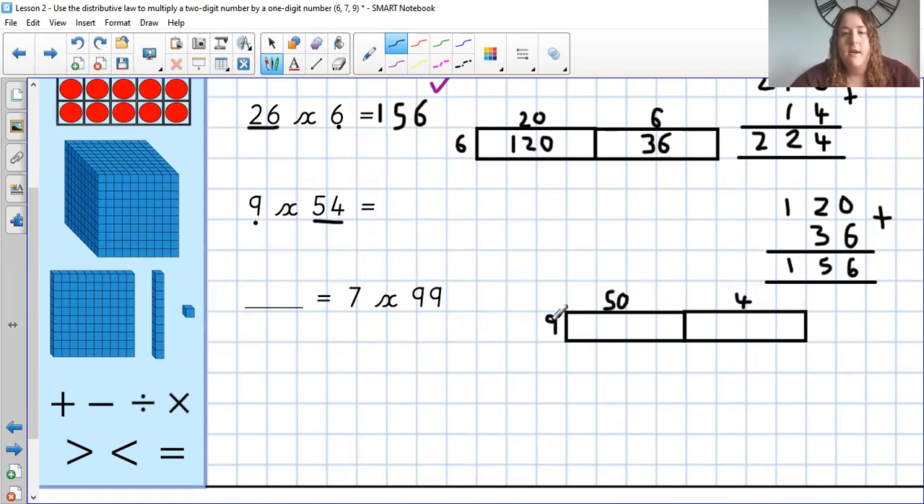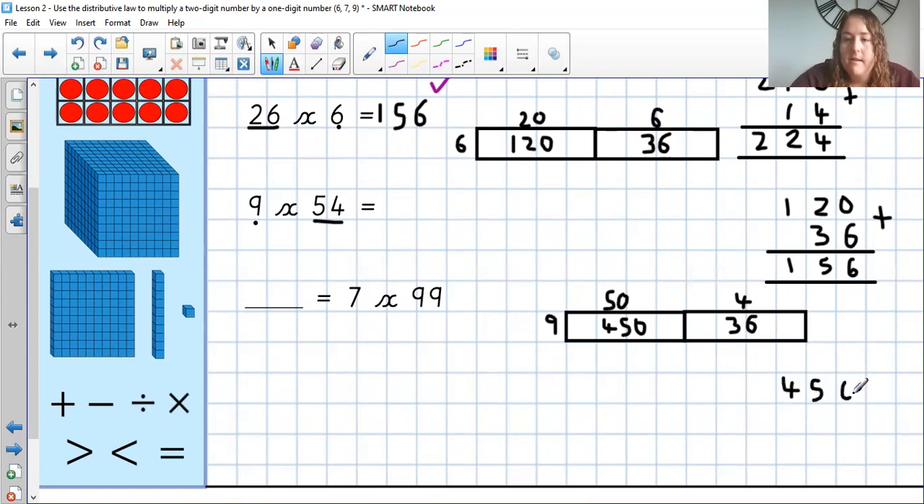Brilliant. Okay, so I'm going to start with 5 times 9 and then multiply it by 10. 5, 10, 15, 20, 25, 30, 35, 40, 45. Timesing it by 10 would make it 450 because I've moved everything to the left. And then 9 times 4, and I'm going to use the finger trick, 36. Again, you are more than welcome to use the multiplication grid if it helps you. And then we add these numbers.